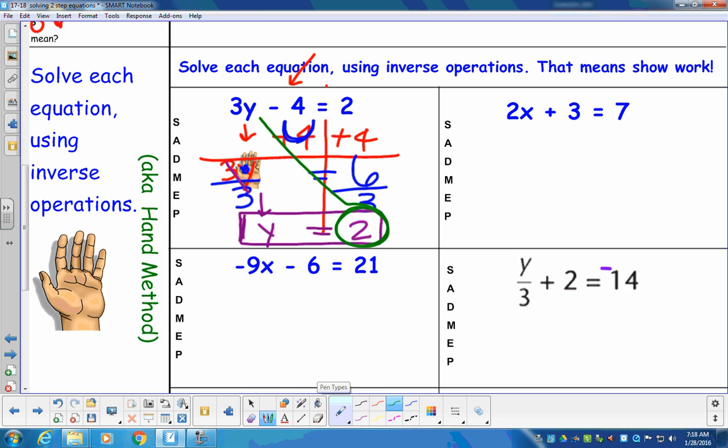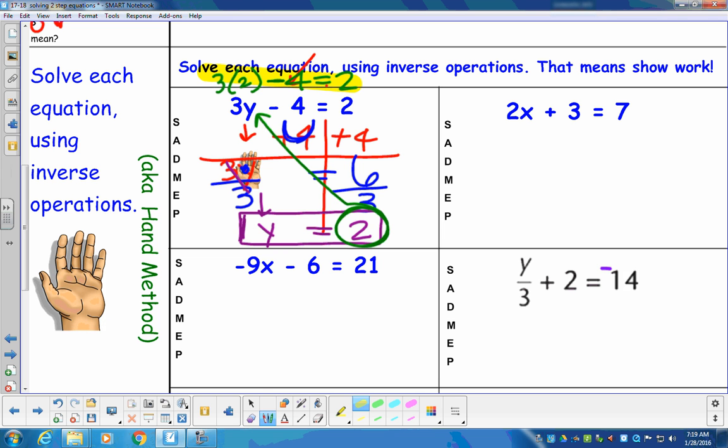You're more than welcome to use your calculator on this step. So that's 3 multiplied by 2 minus 4. Does that equal 2? You can, again, use your calculator. Substitution: put the 2 in where the y is. 3 times 2 is 6, minus 4 equals 2. So I'll go ahead and highlight that check step, just making sure that my answer is correct. That's called the hand method.